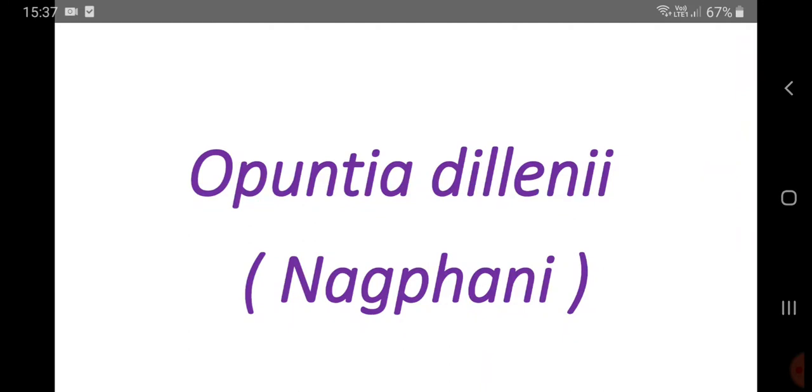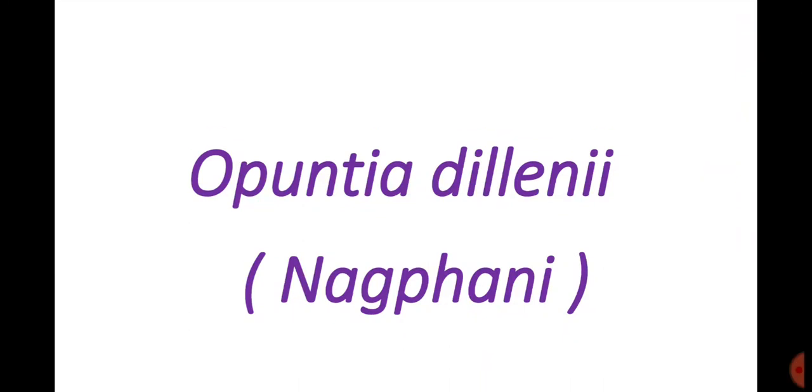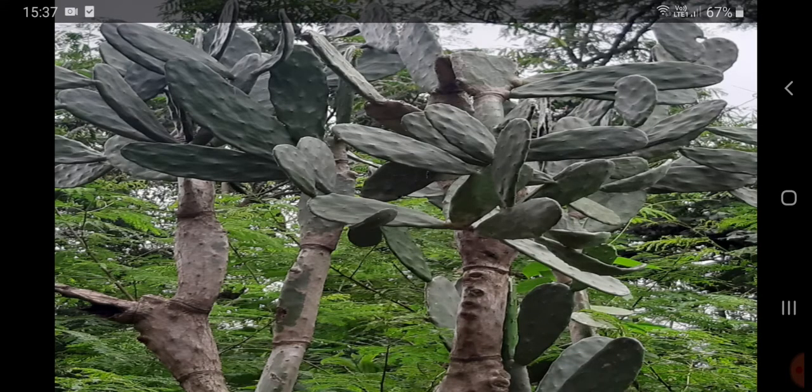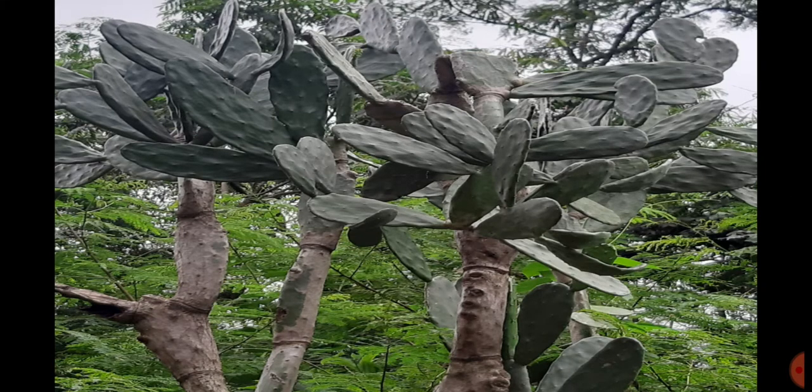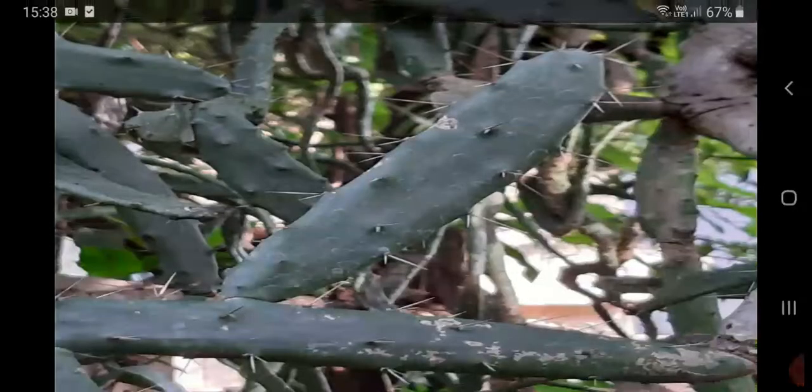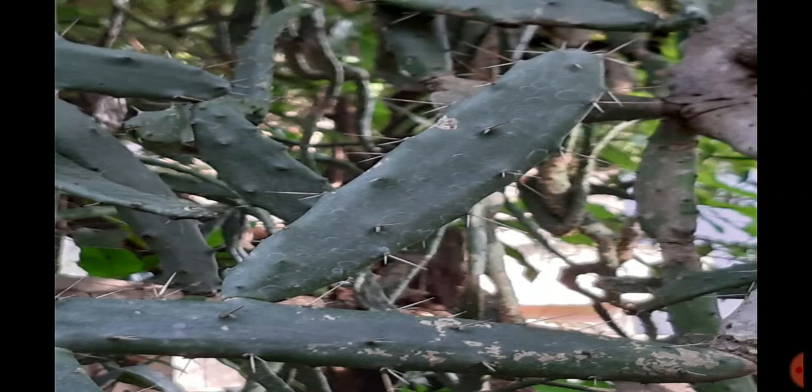The third plant is Opuntia delaney, which is known as Nagfani. Now this is a succulent type of xerophyte. That is, the plant parts have watery substance inside them. Here you can see the green part, which is actually the stem. And this stem becomes green and flat to perform photosynthesis. So such stem is called phylloclade.